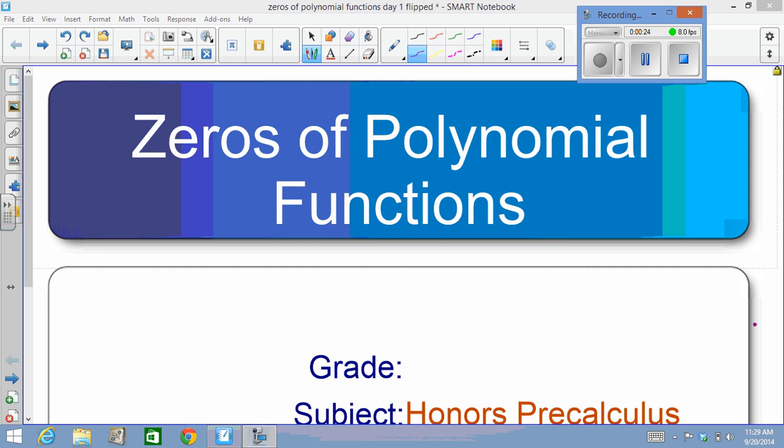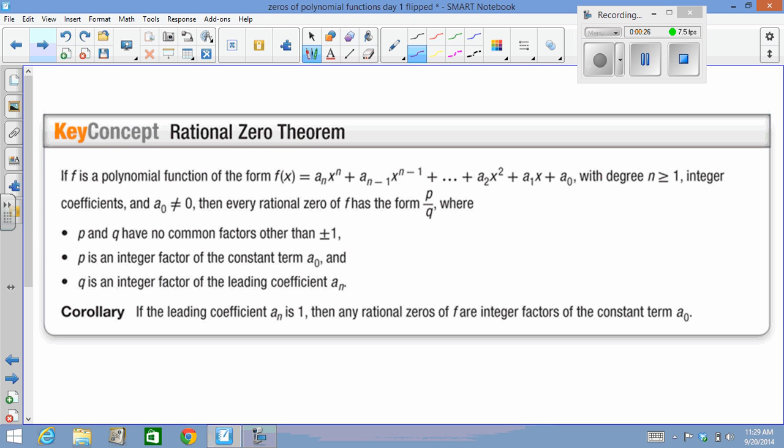So here we go. We're going to be talking about the rational zero theorem. The rational zero theorem is a way to help us figure out what possible numbers could be a zero of our particular function. So in order to find that, we're going to take the number in front of the highest degree exponent, the leading coefficient, and we're going to call that P, and then the constant is going to be called Q.